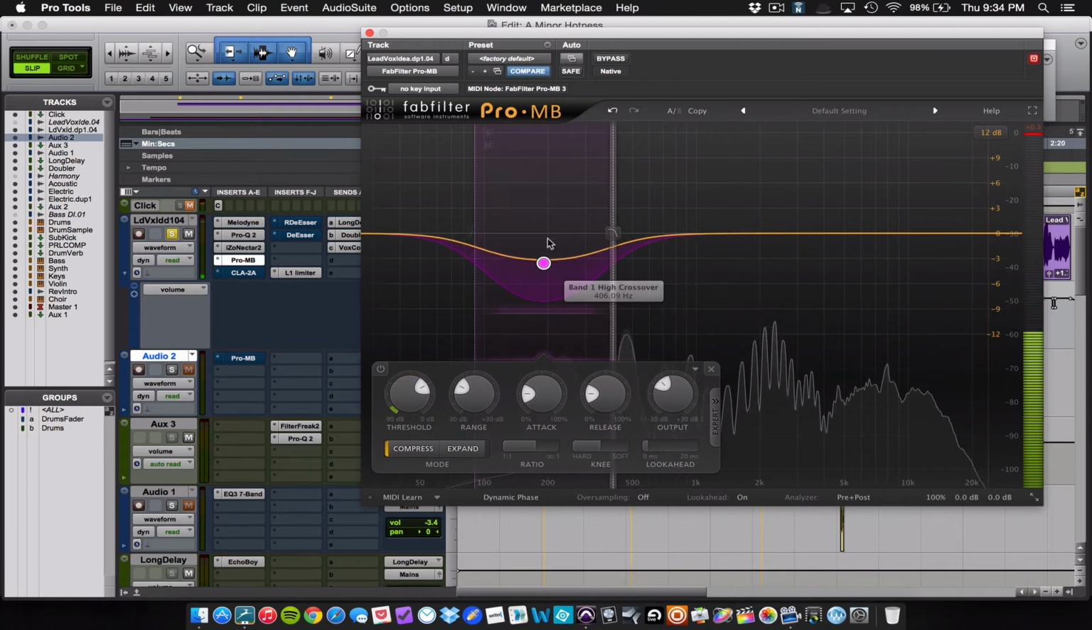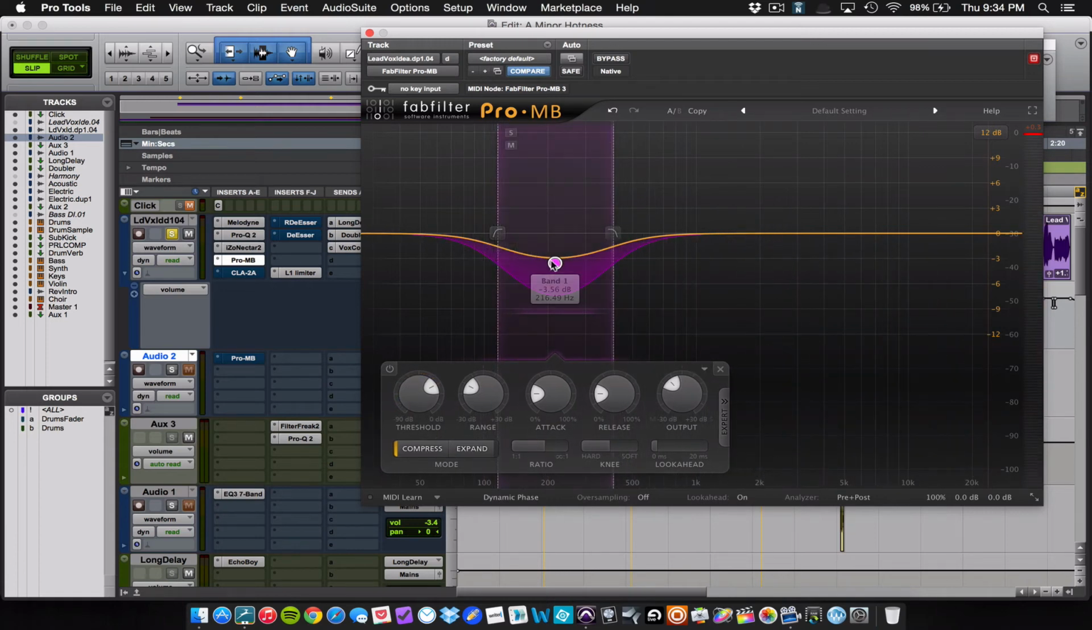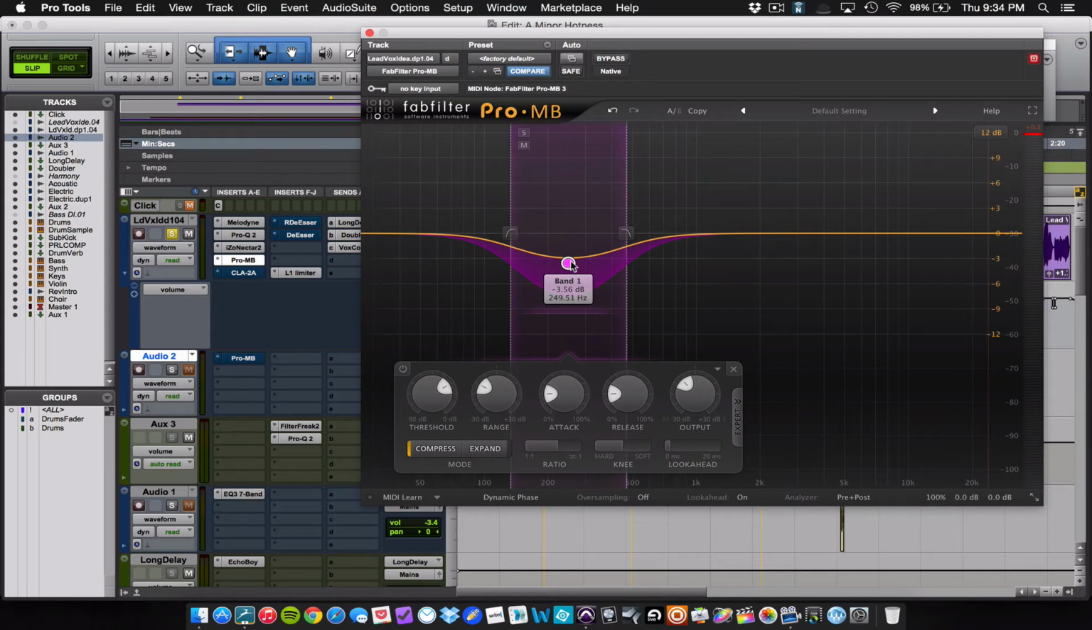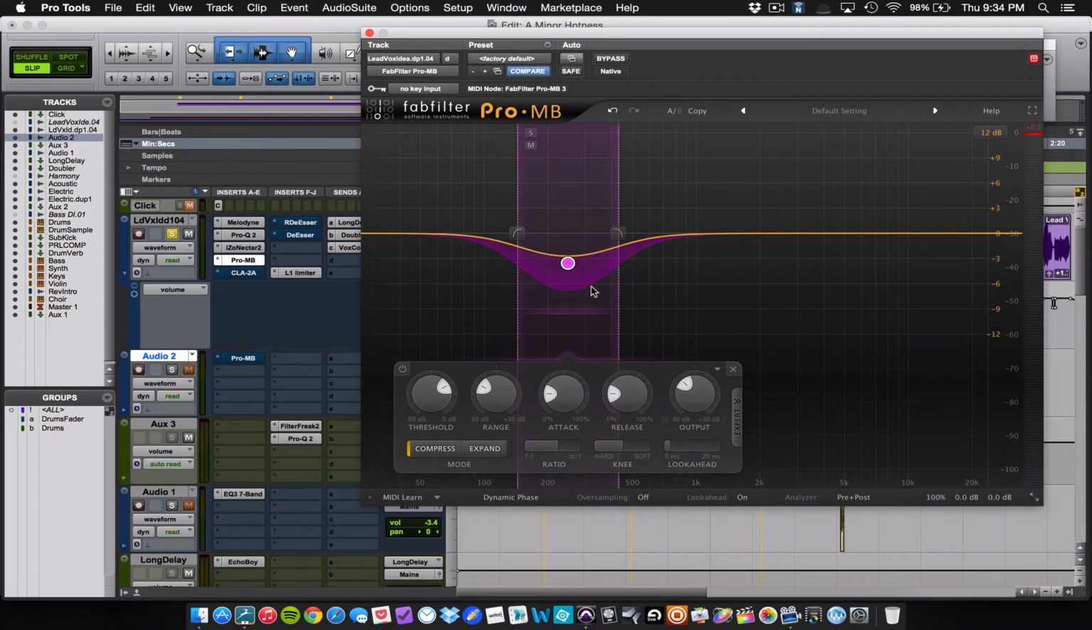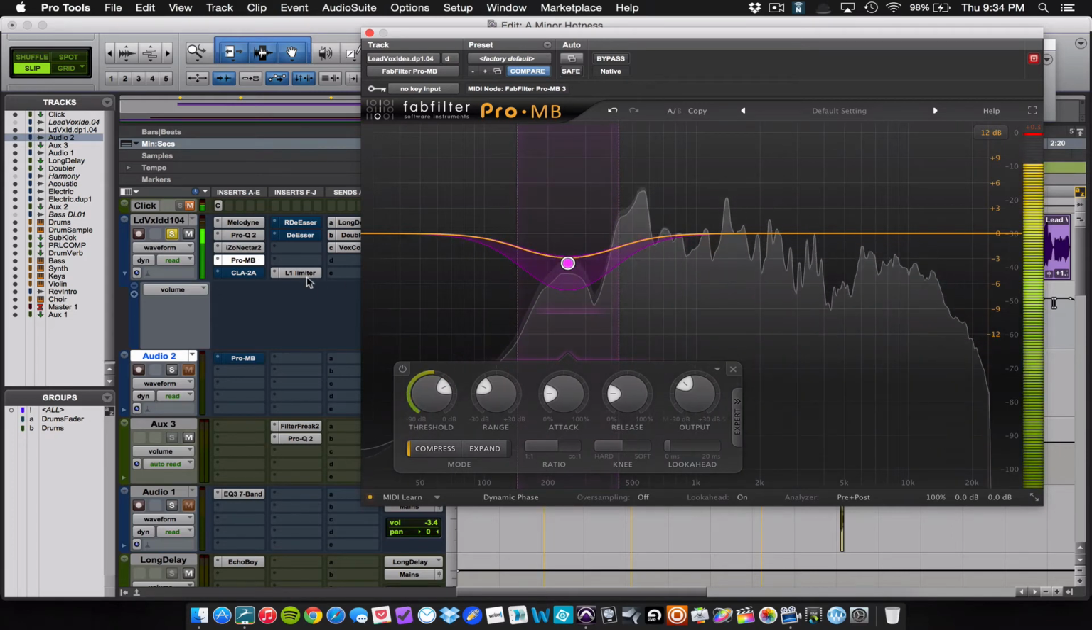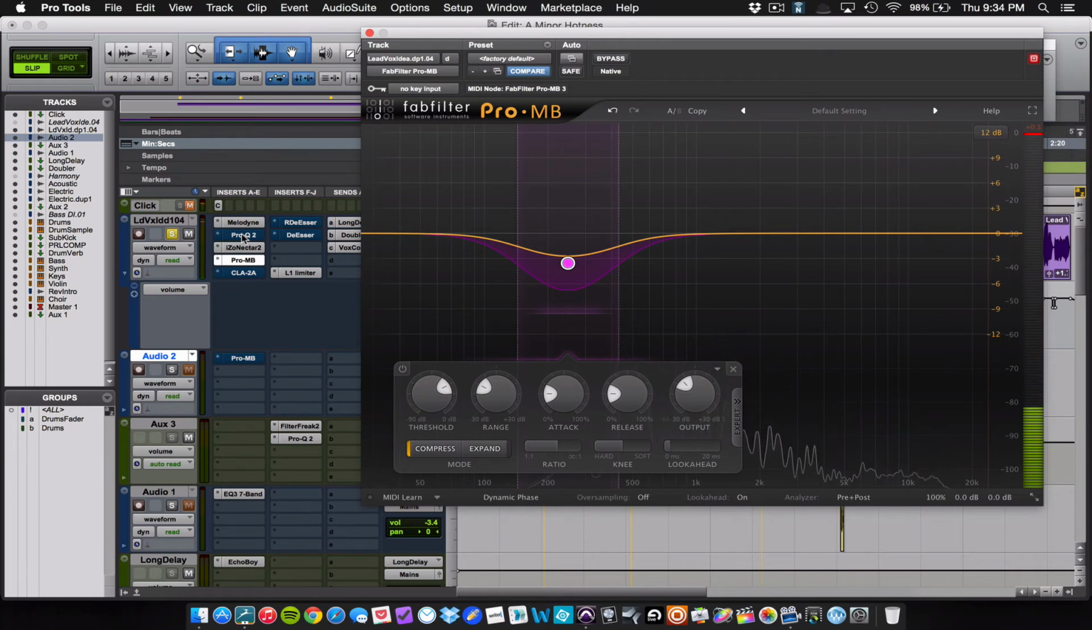Now, as I was initially going to do, it's more around 250 where the problem is. So let's center in on that frequency a little bit more. Maybe narrow this up a little bit. And let's see how much we want to compress that. In fact, I'll bypass this EQ.